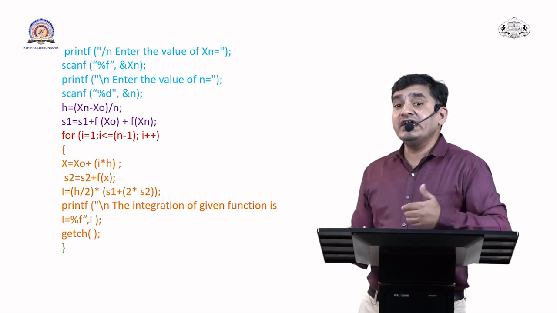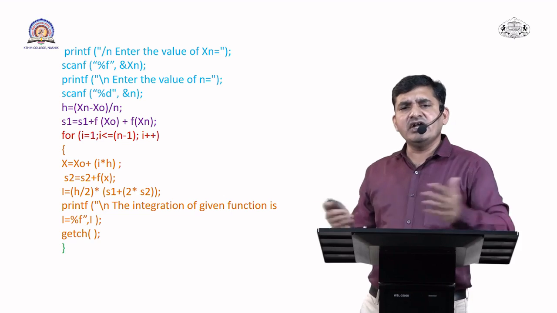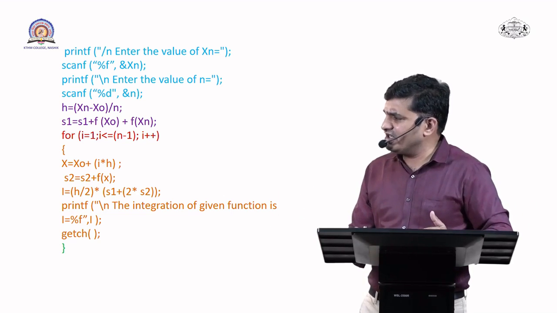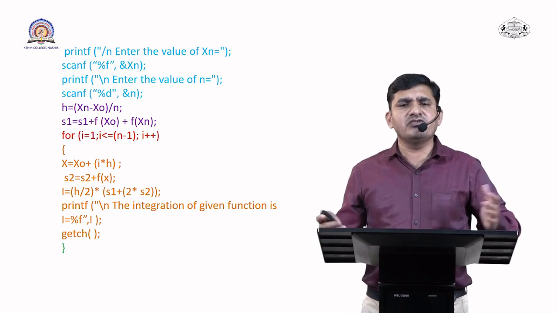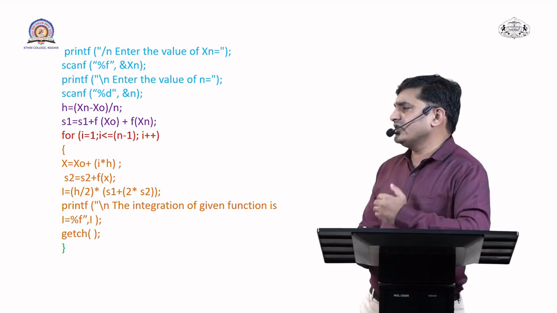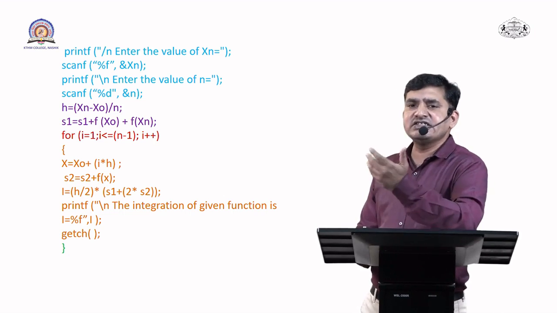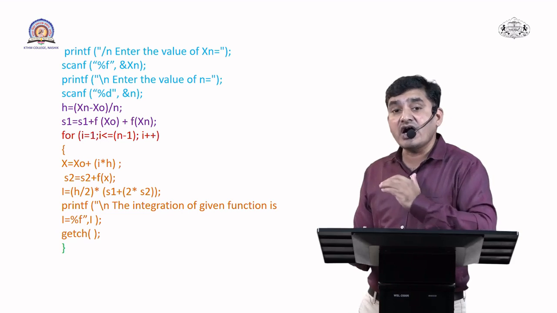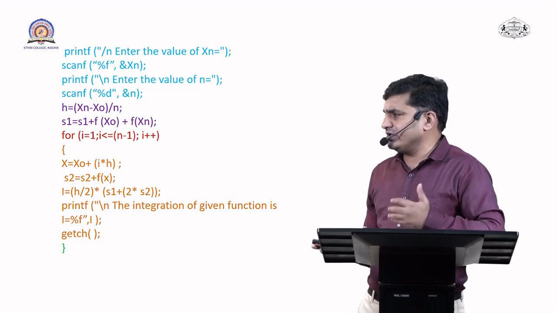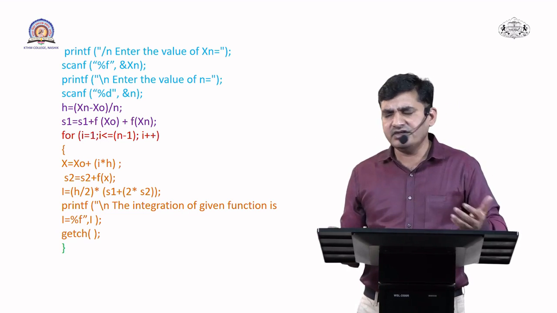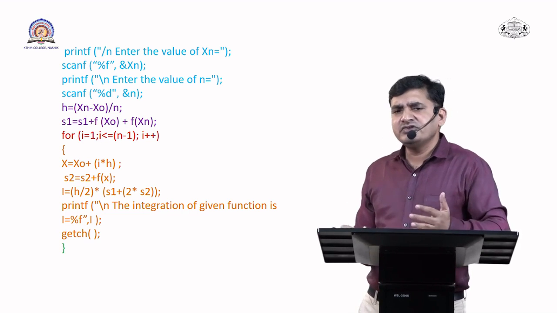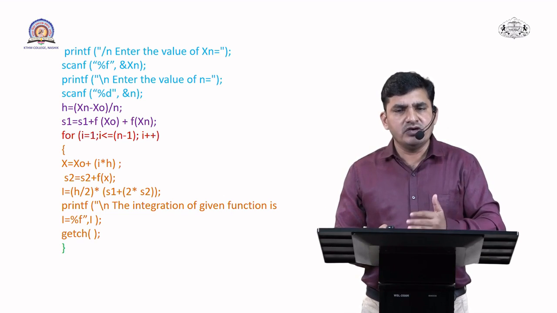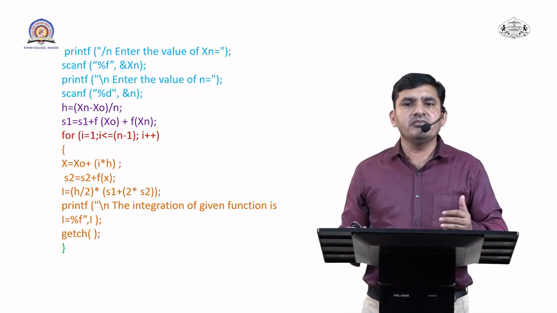So we get the integration of the given function, and now we have to display the integration on the screen. For that we again use the printf function, that is the output function, which is used to display the output on the screen. The message displayed on the screen is, the integration of the given function is I is equal to %f, I. Then getch, then the body of the program is closed with a closing curly bracket.